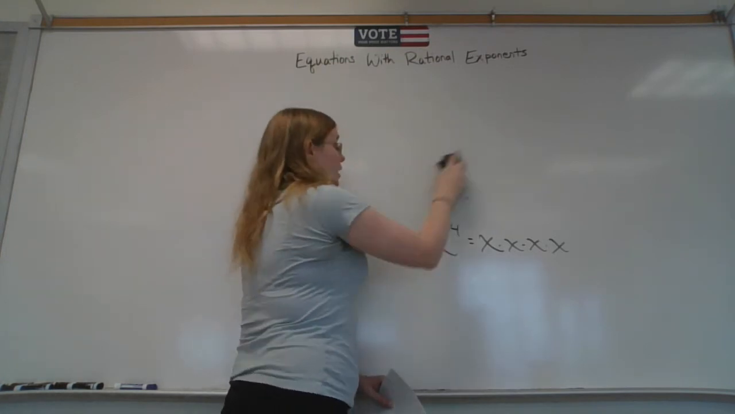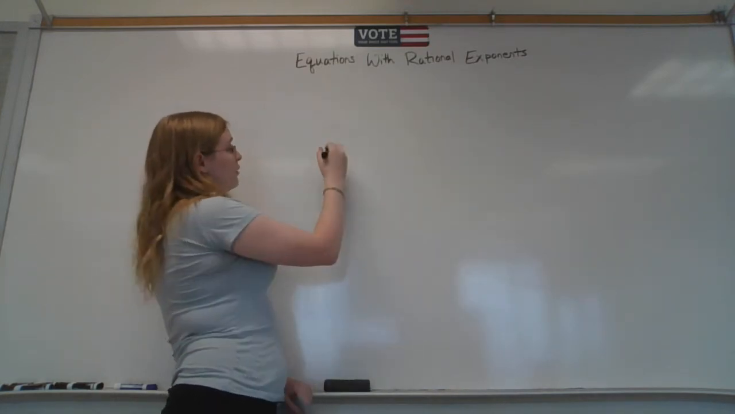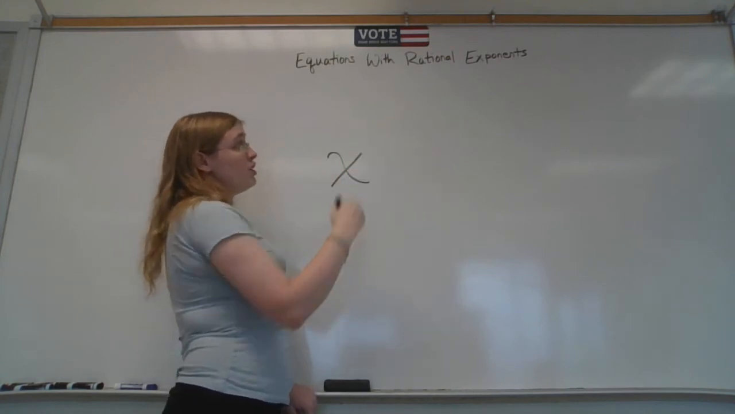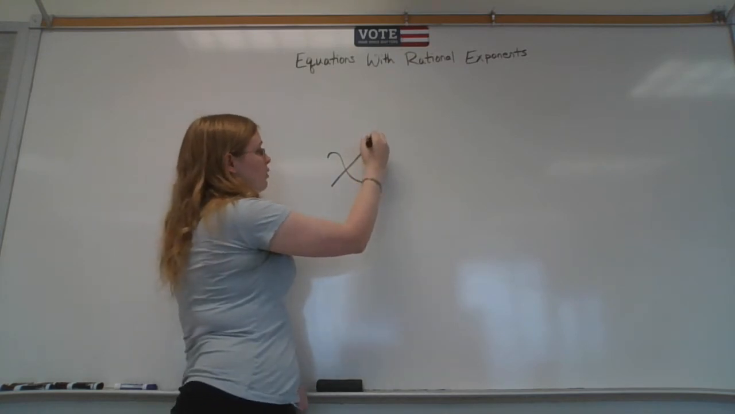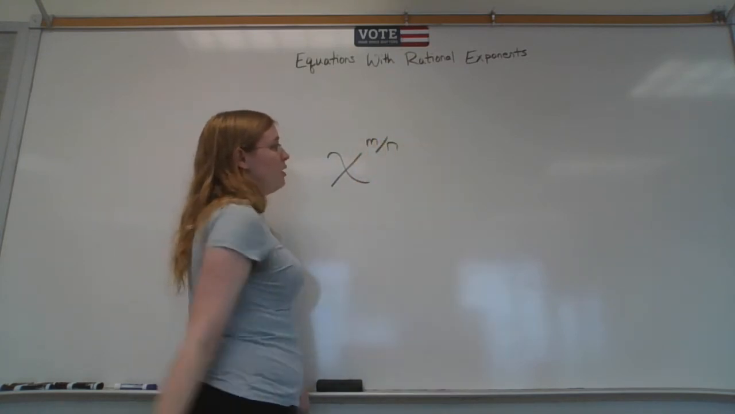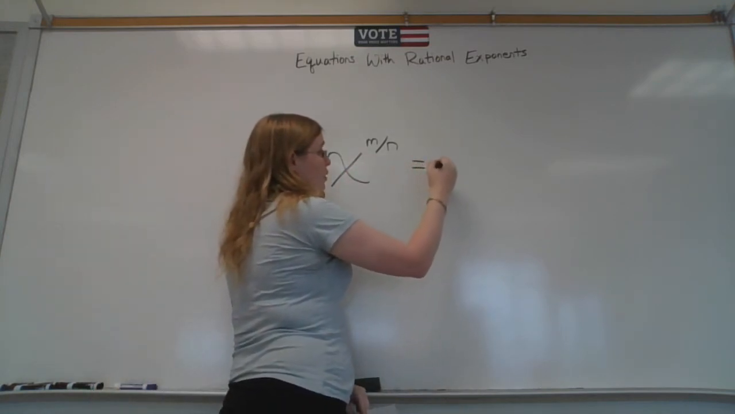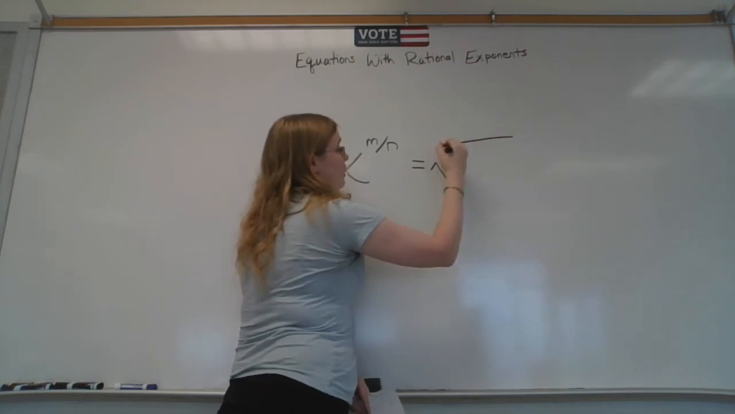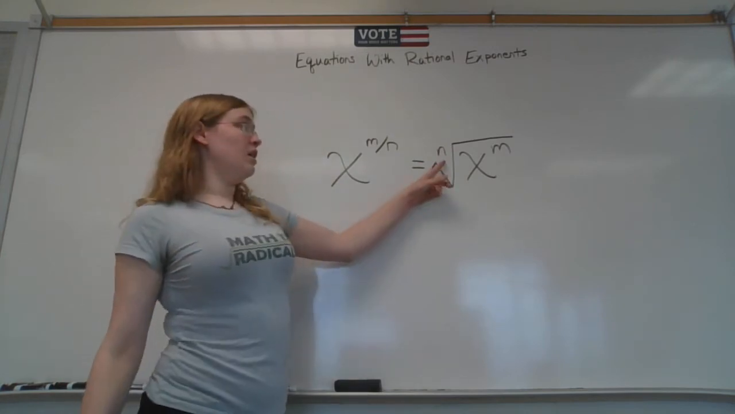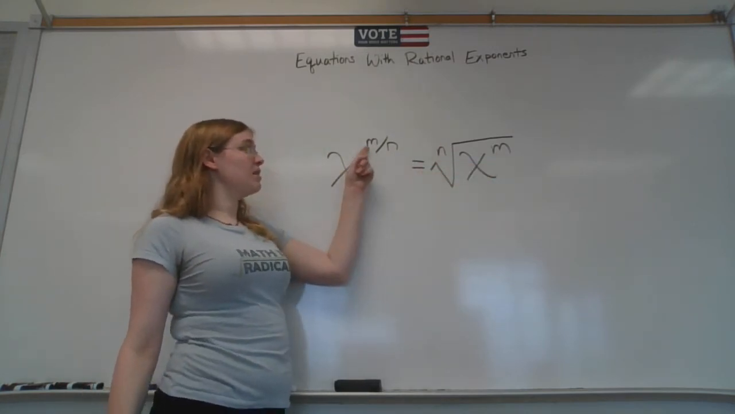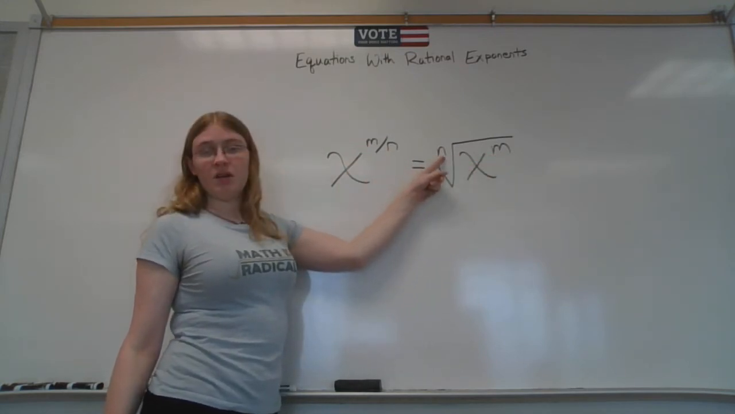I have to make one thing clear for you. Rational exponents. If you recall, rational means it can be written as a fraction. So when we talk about a rational exponent, we're saying, what if your exponent, your number in the corner, is a fraction, m over n? Well, in general form, you can rewrite that as the nth root of x to the m. Basically, the number on top stays inside, the number on bottom becomes our root.